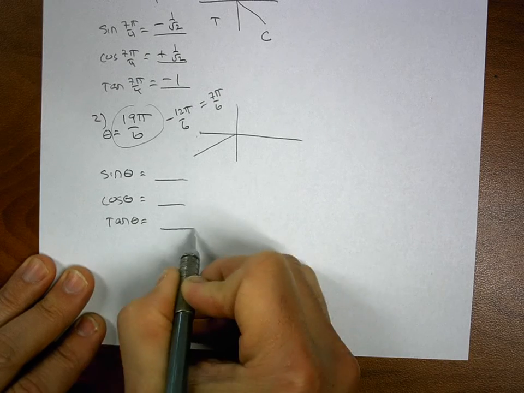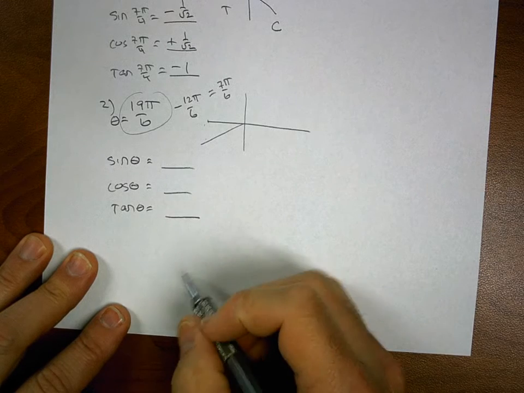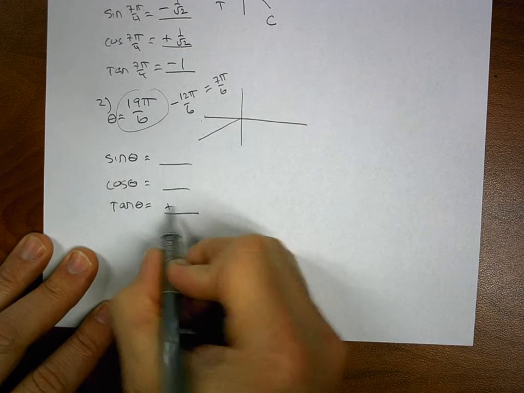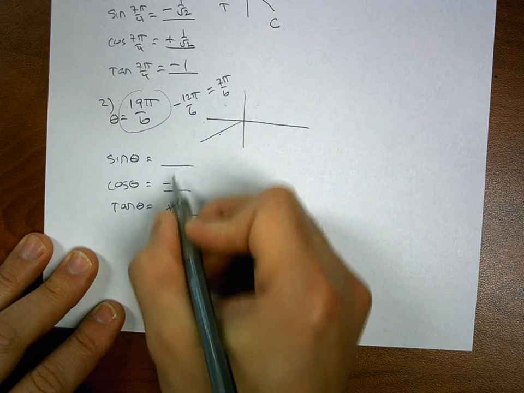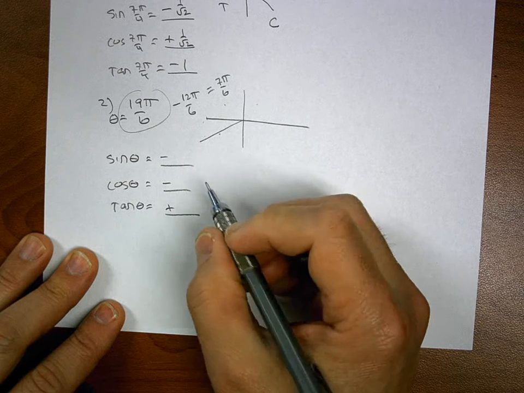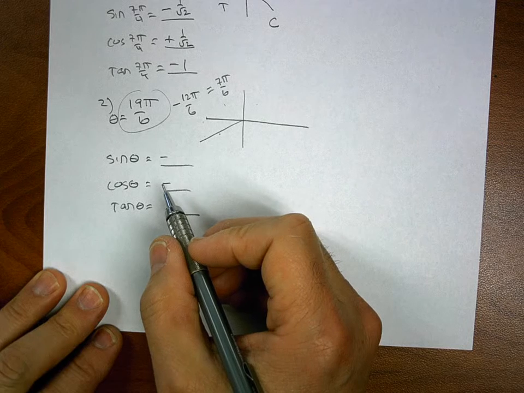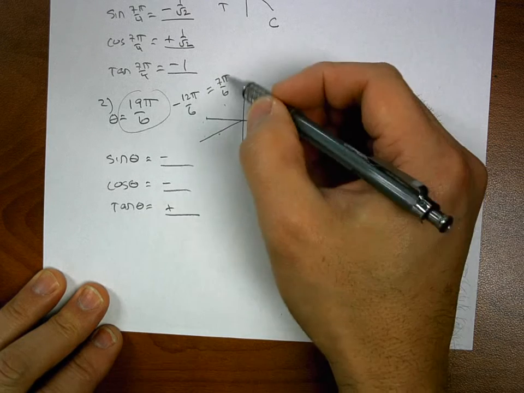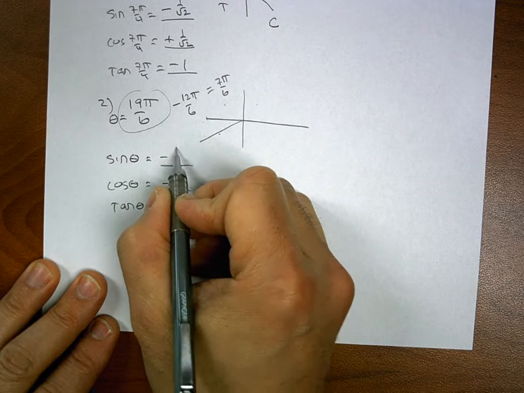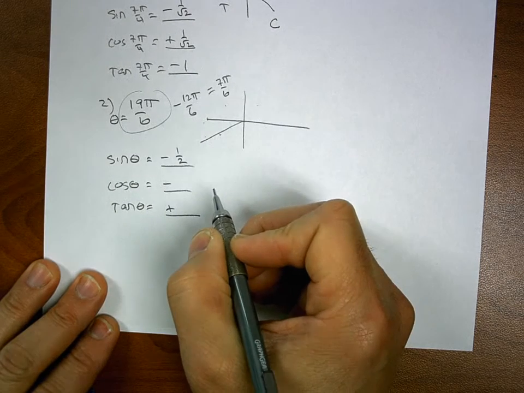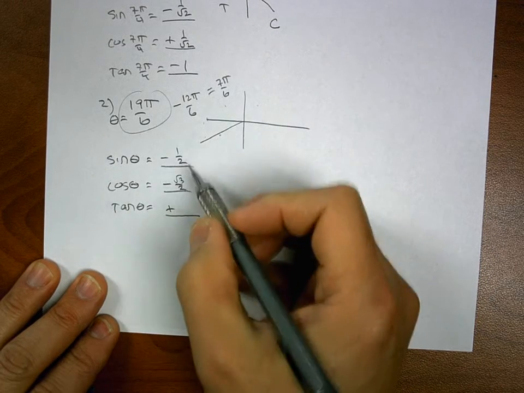We want to find its value. Remember, there are two parts to that answer: whether it's positive or negative, and the value. So what I do so I don't forget: all students take calculus, so tangent's positive, cosine's negative, and sine's negative. That's the easy half of the answer. So what's our reference angle? 30 degrees, pi over 6. Sine of 30 is 1/2. Cosine of 30 is root 3 over 2. So cosine of 19 pi over 6, or 7 pi over 6, is negative root 3 over 2.